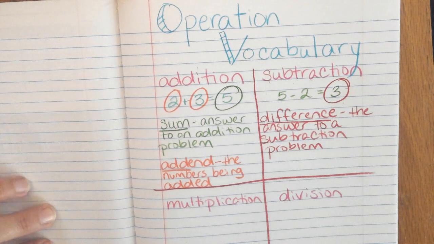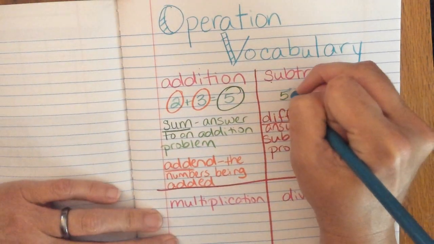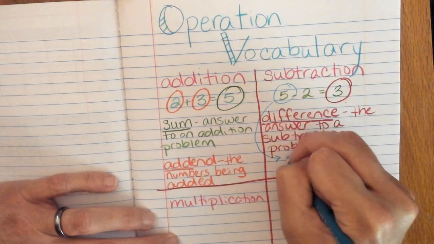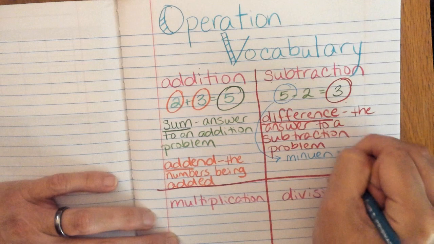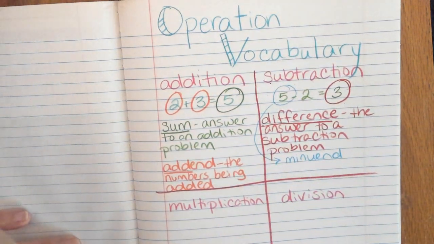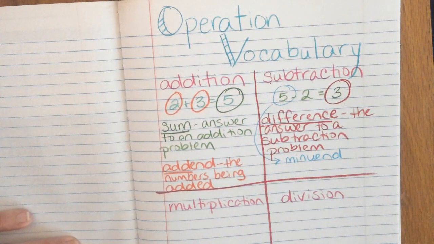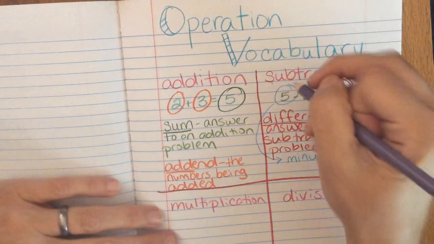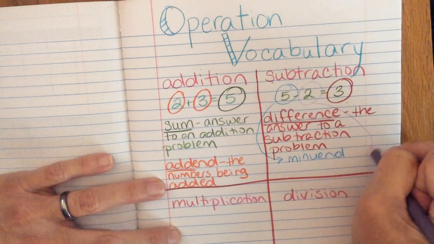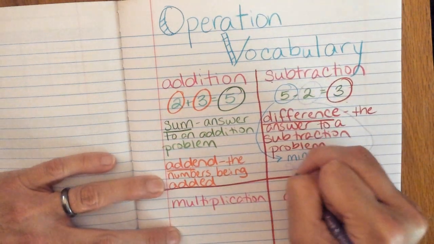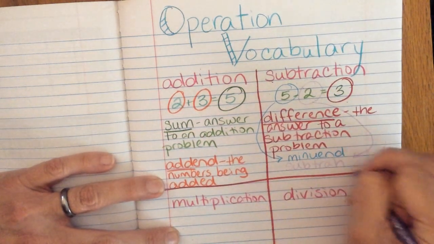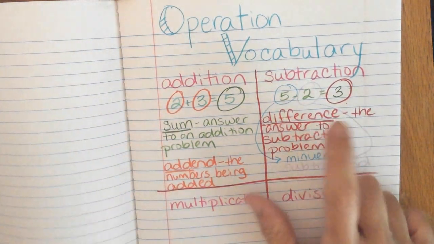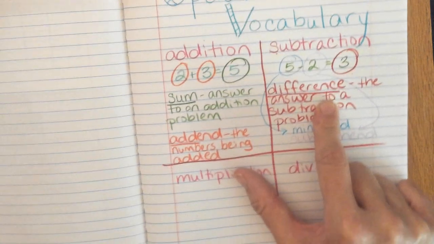But in case you were wondering, this one right here does have a name. Its name is minuend. It's the number that you're starting with. And no, I'm not making this up. This one right here, its name is subtrahend. Okay, so if you want those words, there they are. But the only one I'm going to be talking about is difference.